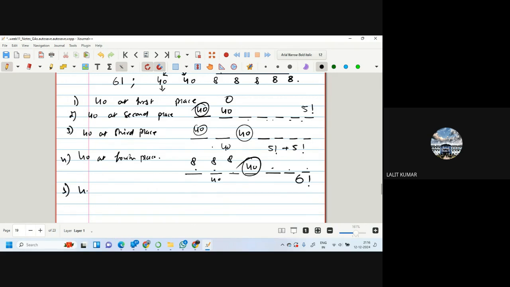Fifth. If 40 at fifth place. Fifth place. 1, 2, 3, 4, 5. So I think not always. If 8, 8, 8, 8 is here then it will be relevant. If 40 comes here, then it will not be relevant already, it will finish here. So your 40 which is there, it has to be there. 1, 2, 3, 4, 5, 40. This 40 has to be there either here or here. So this is also 5 factorial plus 5 factorial.